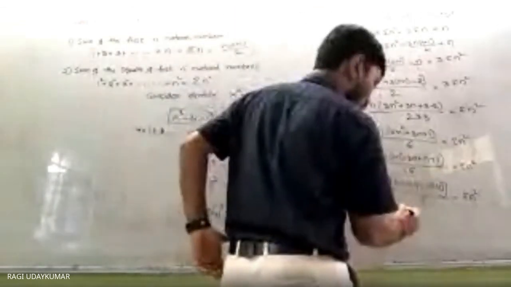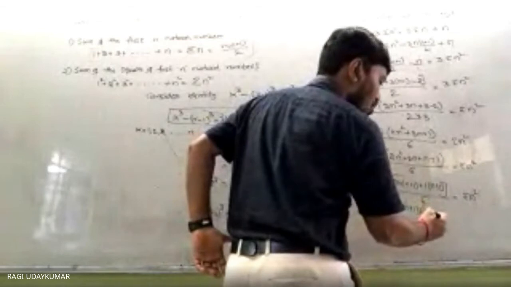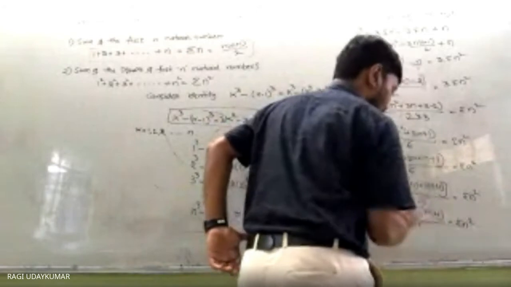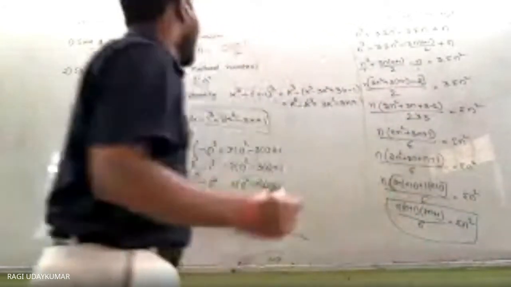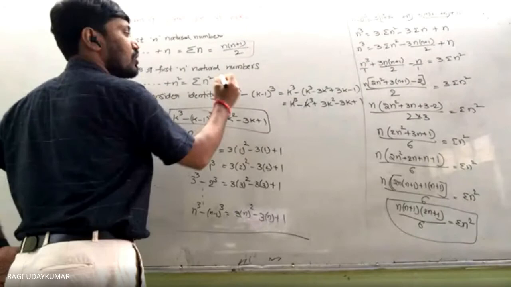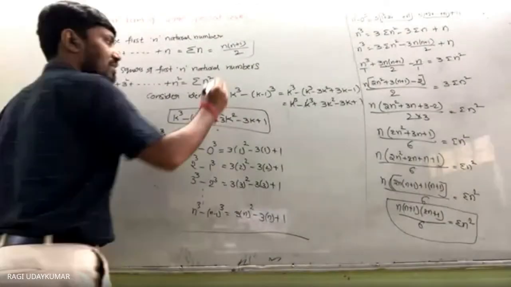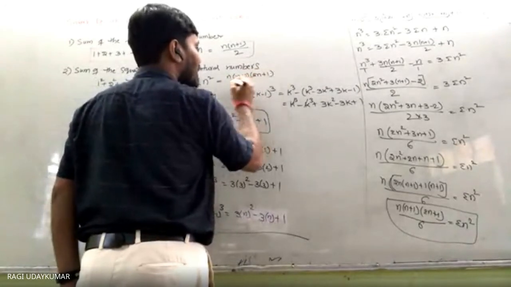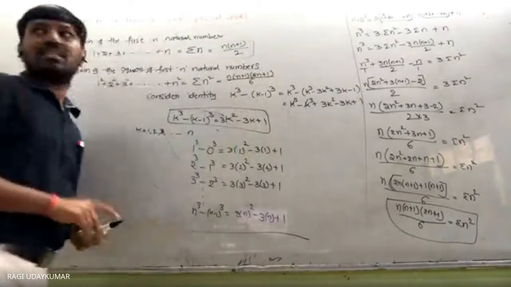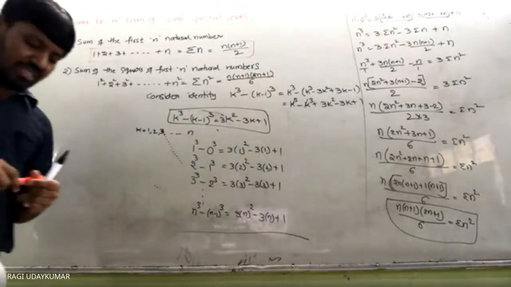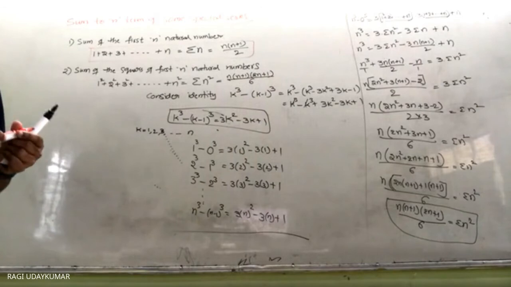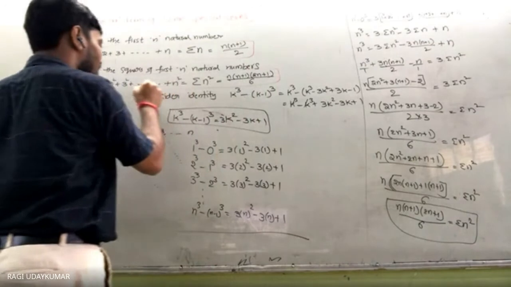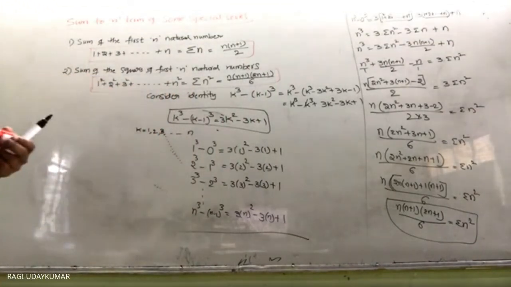From this, n plus 1 is common, so n into n plus 1 into 2n plus 1 by 6 is equal to sigma n square. So what is the value of sigma n square here? The formula is n into n plus 1 into 2n plus 1 by 6. This is the way we use the sum of the squares of the first n natural numbers, which is usually represented by sigma n square.